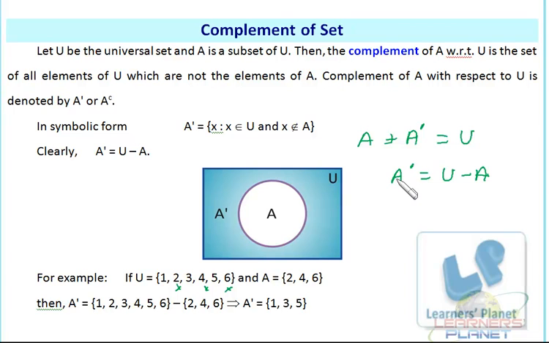So all the elements which are not part of A, how can we find them? From the universal set, if we deduct all the elements, if we eliminate all the elements of set A, then we'll be able to get A dash, that is A complement. Okay.